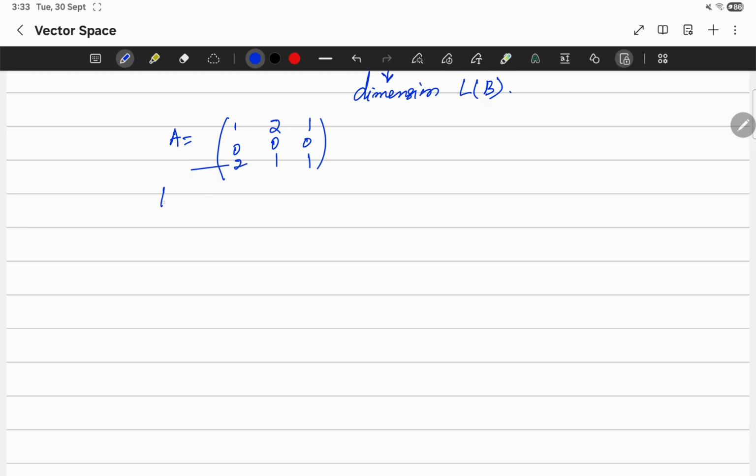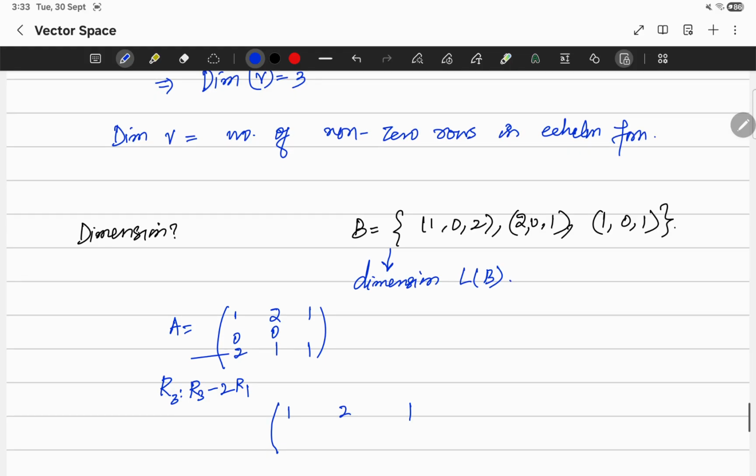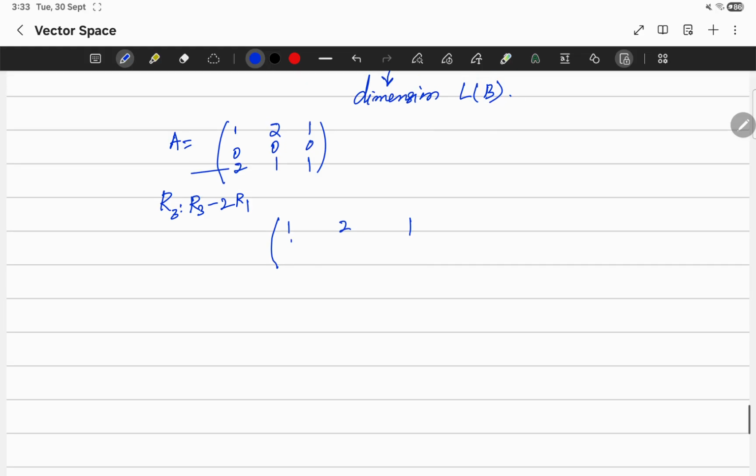Apply R3 gives you R3 minus 2 times R1, so the rows are (1 0 2), (2 0 1), (1 0 1). Then you will get 0 0 0, and 2 minus 2 is 0, 1 minus 2 is minus 3, and 1 minus 2 is minus 1. In the echelon form you have to keep the zero row at the bottom, so it is (1 2 1), (0 minus 3 minus 1), (0 0 0).